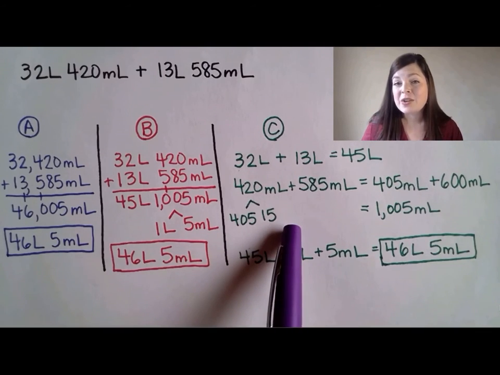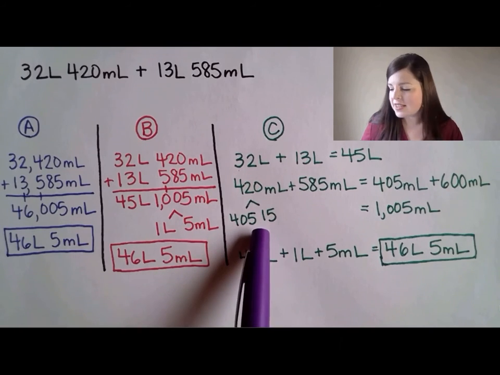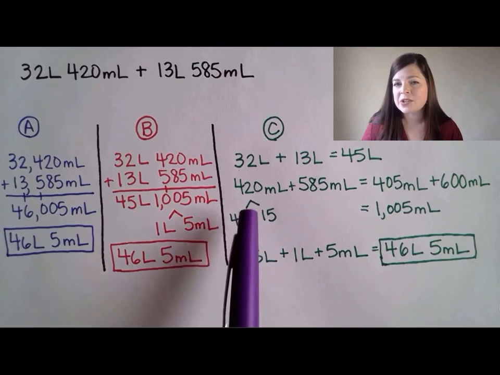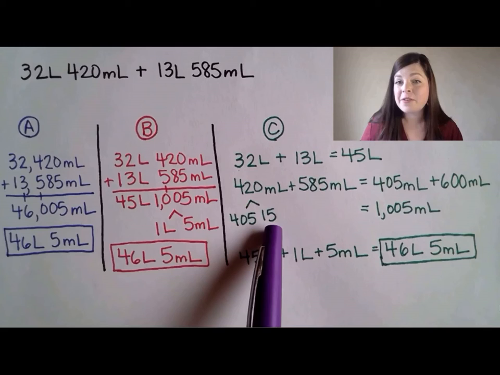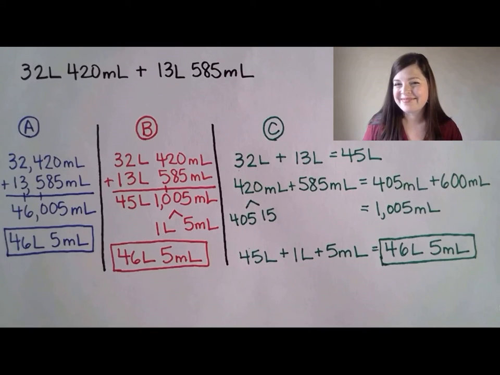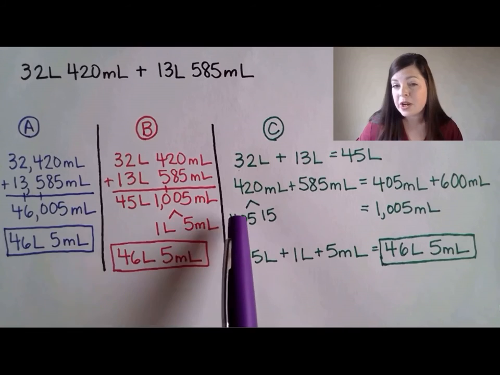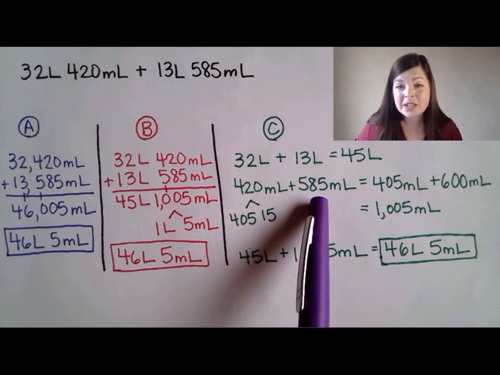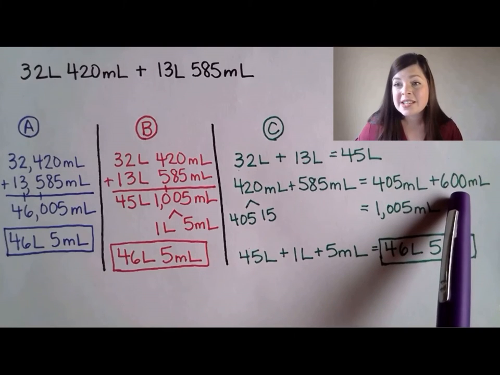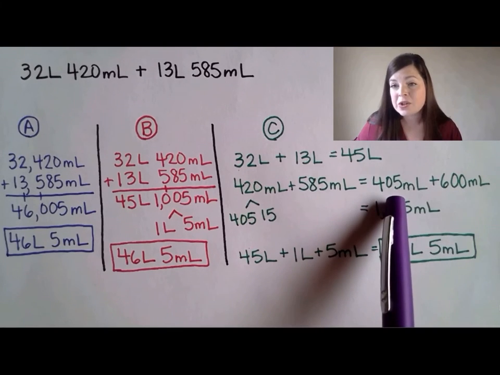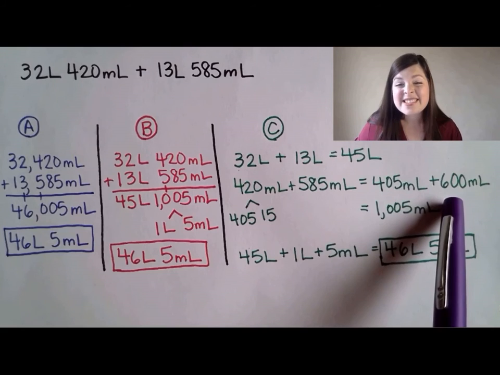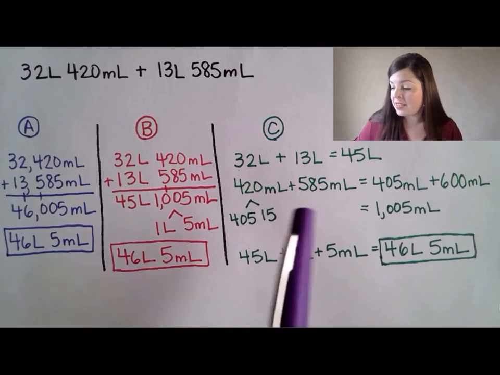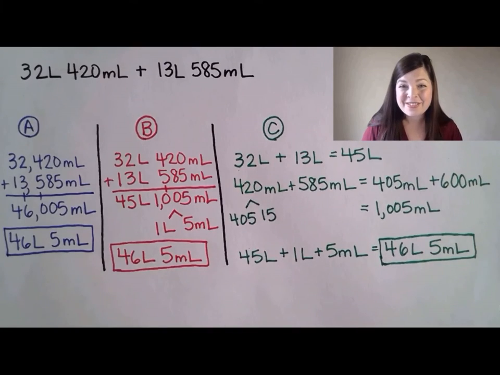Solution C used a simplifying strategy. Why in solution C did they decompose 420 milliliters as 405 and 15? They decomposed 420 milliliters as 405 and 15 because they could put these 15 milliliters with the 585 milliliters to get to the next 100, 600 milliliters. 405 plus 600 is a lot friendlier to add mentally than 420 plus 585.